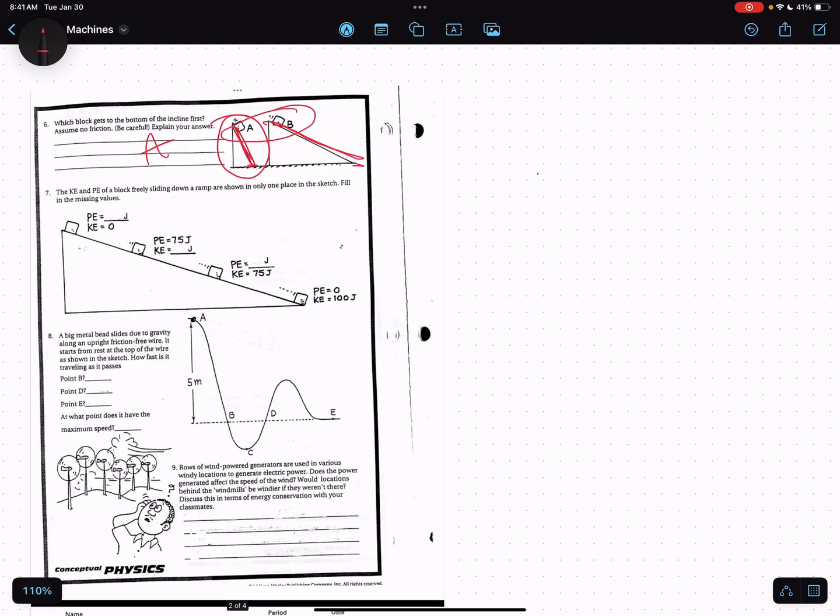All right, next we have conservation of energy. And we're trying to figure out and fill in the blanks here. The idea is this. The total energy here has to be the same total energy there, there, and there.